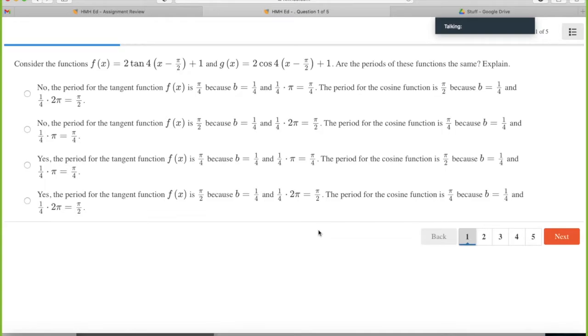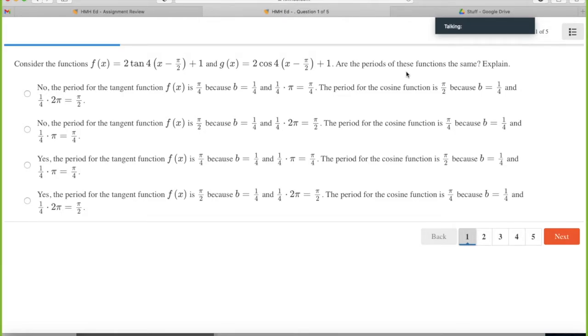So, again, this is for 16.3. We're doing trigonometric shifts and transformations. Consider the functions f of x equals that and g of x equals that. If you look at them carefully, they're the exact same function, except this one's a tangent function and this one's a cosine function. They both have the plus 1, x minus pi over 2, amplitude of 2. Are the periods of these functions the same? Yes, right? No, they're not.